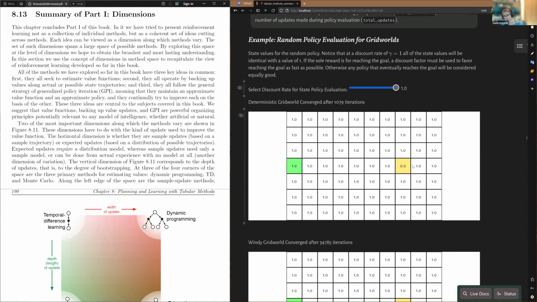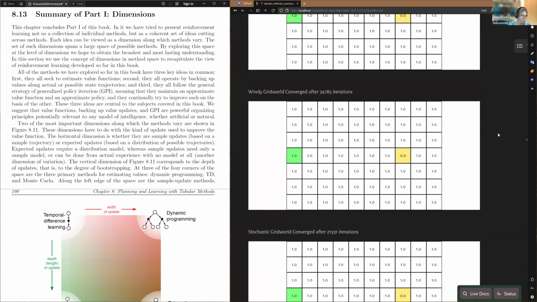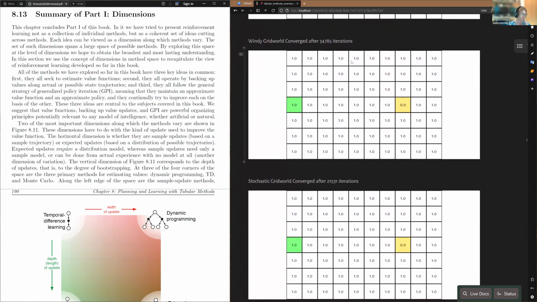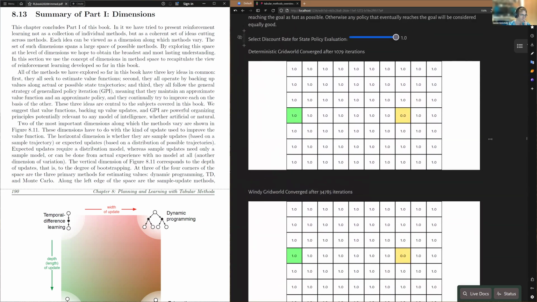For example, if I ask about the values close to the goal versus the values far away, does it make sense? Is it pretty obvious to people what the values will be like close to the goal versus far away? And how might it change for the windy or the stochastic one?